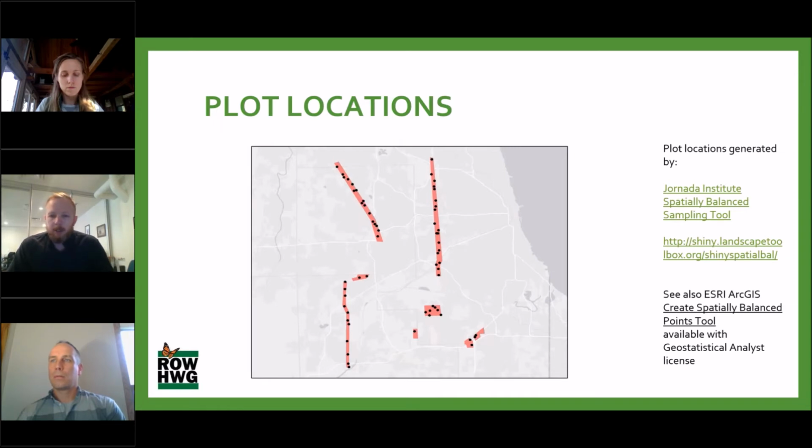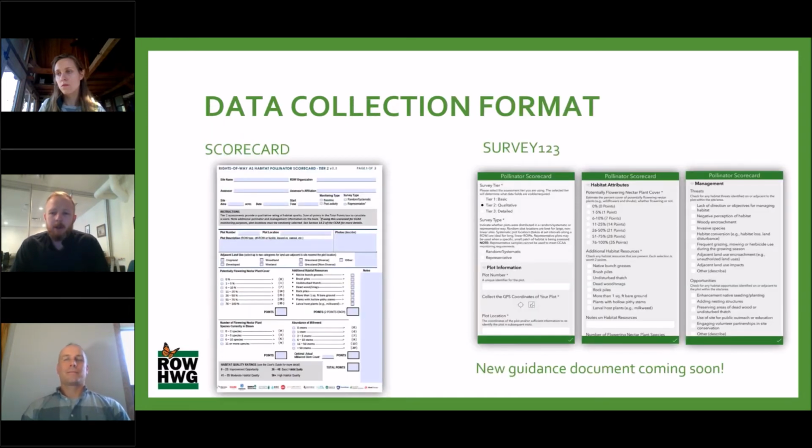We've distributed the plots across the adopted acres here, and the tool that I've used for this is the Jornada Institute's Spatially Balanced Sampling tool. There's a link to it here in the deck. It's a tool that I use a lot, I recommend a lot. It's a great tool for distributing plots randomly, but also in a spatially balanced way so that we can characterize habitats all across our system. If you have Esri ArcGIS, they have a very similar tool available with the Geostatistical Analyst license if you have access to that. So we've got 60 plots spread across our system.